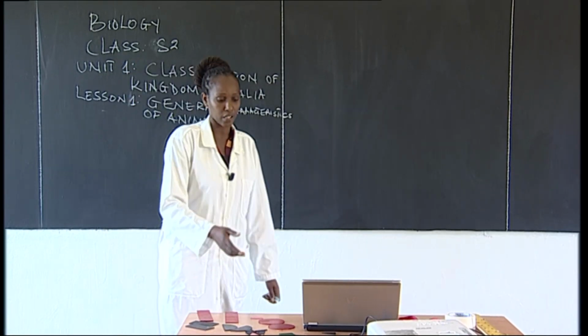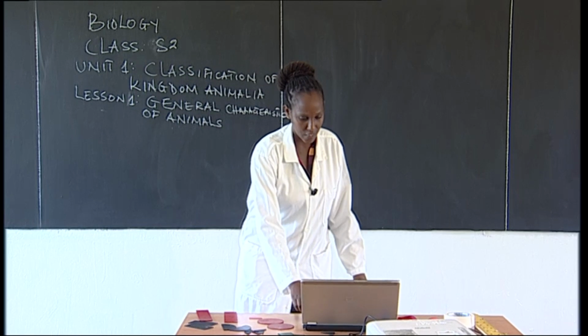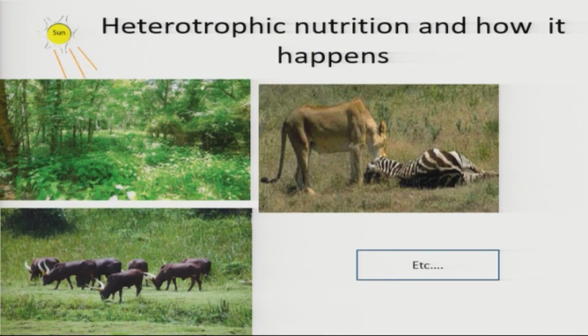For example, when you look at the green plants in the first picture, they get the sun and manufacture their food. But when you look below, the cow does not make its food. It's just feeding on the grass. So it is not able to make its own food. So it is a heterotroph.